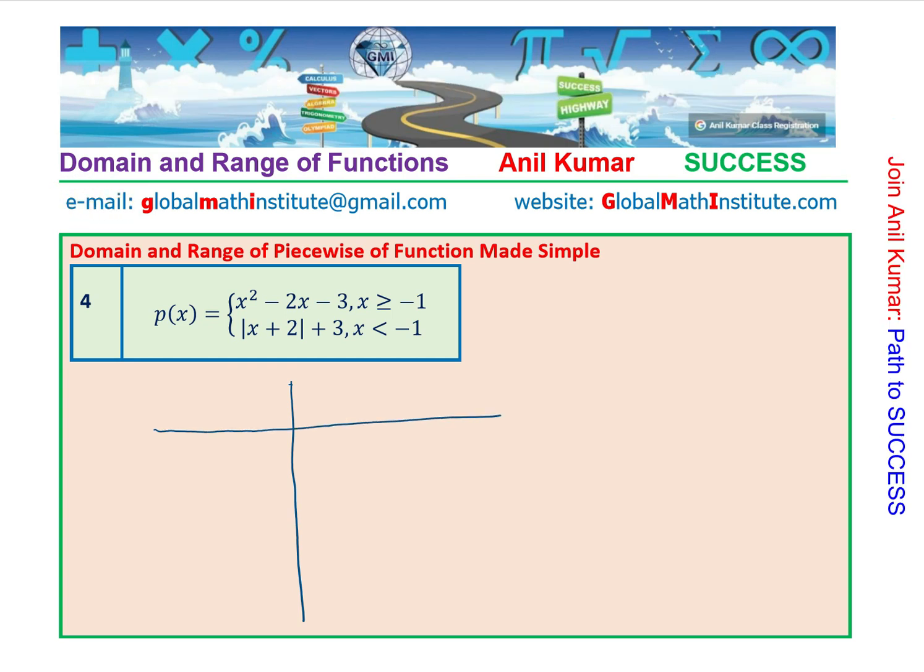Now here you see on the right hand side of minus 1, we do have a parabola, right? So I'm just saying it could be a function which could be like this. And then we have an absolute value function on the left hand side. So it is kind of like this, right? So these are the two functions which we are talking about. Take some points and sketch them. Once you sketch them, it's very easy for you to find domain and range.